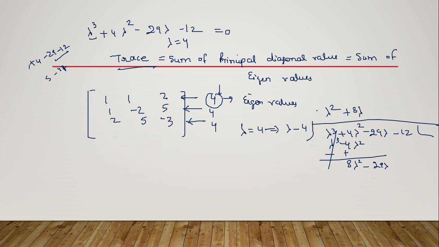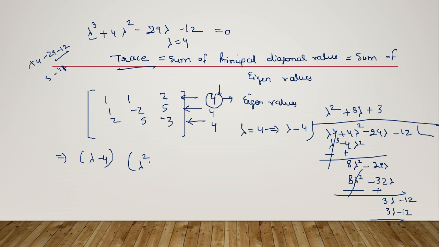Now 8 lambda square, just bear with me. 8 lambda square minus 32 lambda, minus plus minus. So 8 4s are 32, that's why. And then 32 minus 29, that is 3, right? 3 lambda minus 12, that means plus 3. So 3 lambda minus 12. So the splitting of this gives you lambda minus 4 and lambda square plus 8 lambda plus 3.